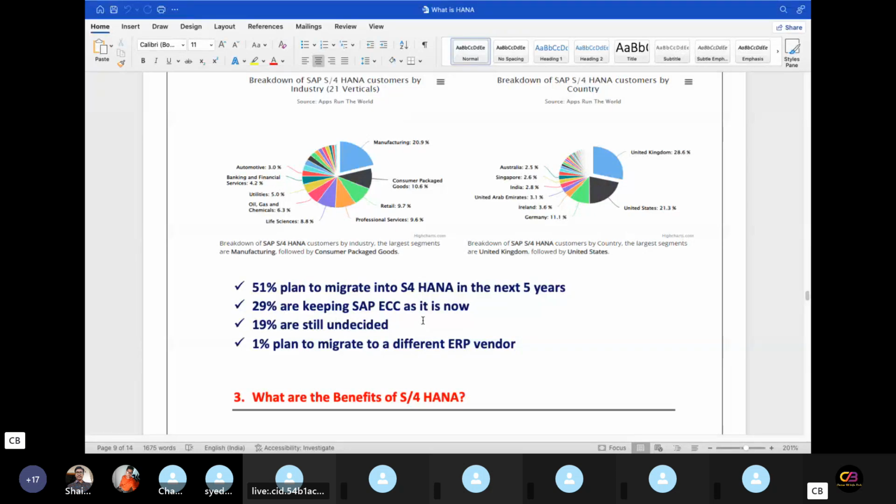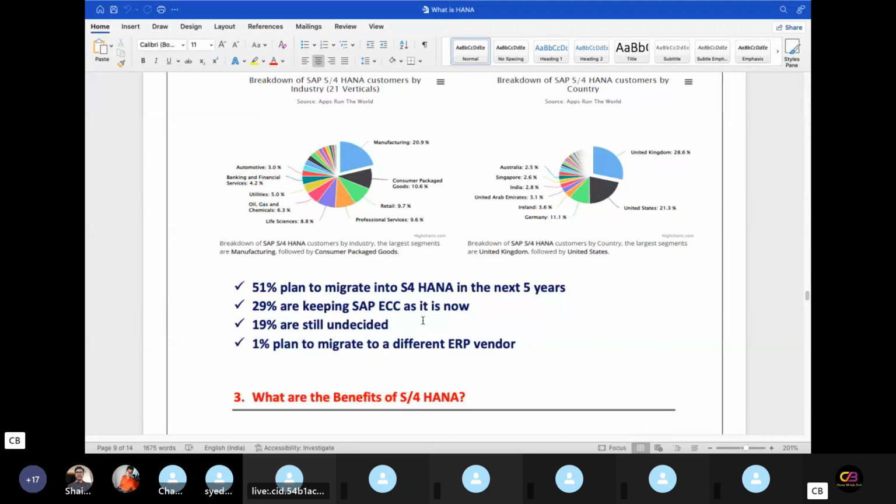And 29% are keeping SAP ECC as it is now. So some of the companies are saying, why SAP S4HANA? This ECC is very flexible for us, and our employees are also working very well in this system. Okay, and we don't have any problem to continue this. We don't want to migrate to SAP S4HANA. So like that some companies will say, so that company's percentage is 29%.